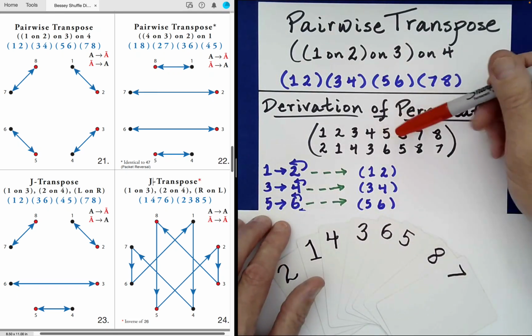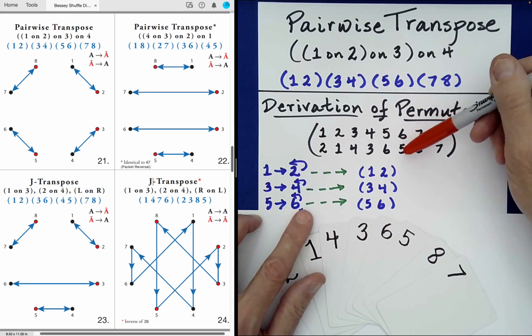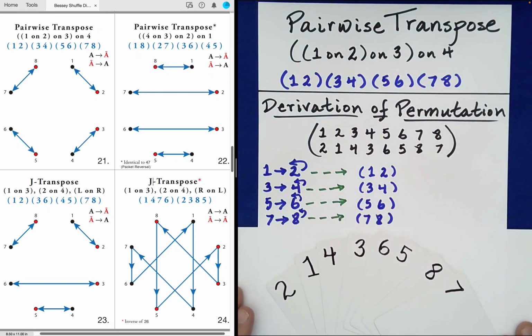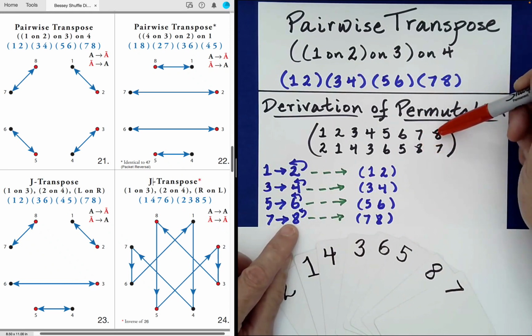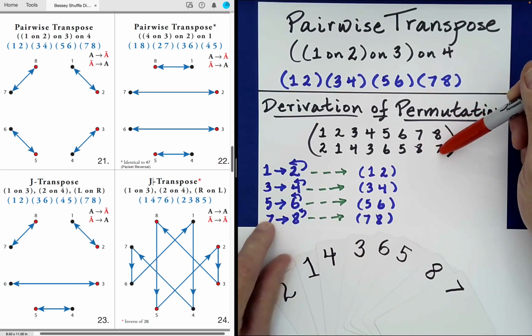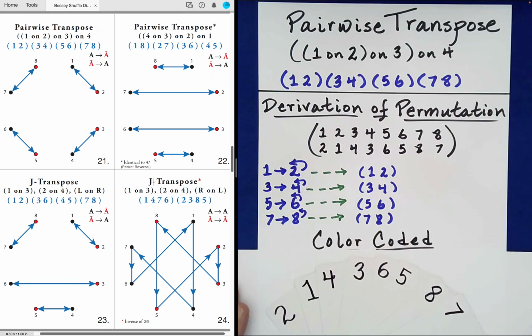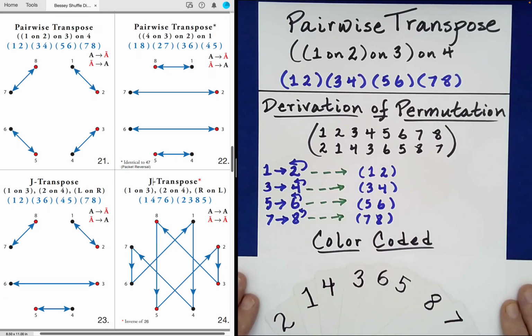What about 5? 5 goes to 6, and then 6 returns back to 5. So we get a third transposition. And finally, 7 is sent to 8, and 8 goes to 7, so it wraps back around. So we get our fourth 2-cycle, or our fourth transposition. Color-coded, the cycle notation for our permutation is as follows.